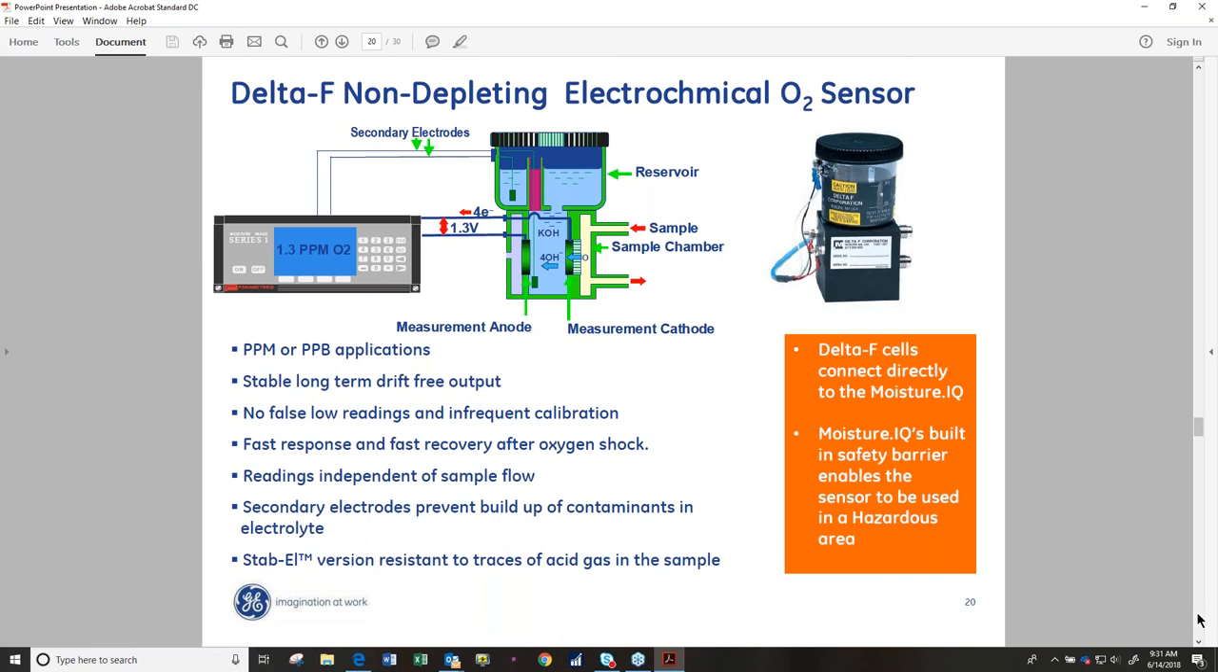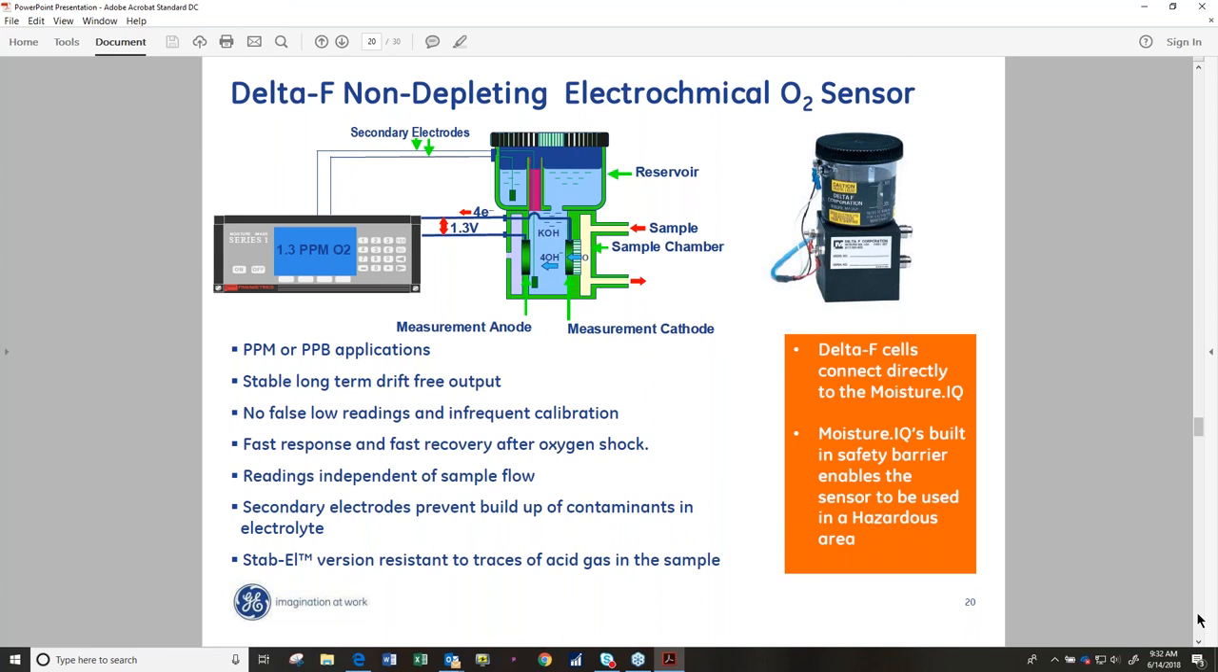How quickly it depletes depends on the concentration of oxygen. So if you expose it to high oxygen concentration, the sensor will deplete faster. A typical cell of the other type will last about 9 to 12 months if exposed to 21% oxygen. So we recommend replacing the sensing element on a yearly basis.